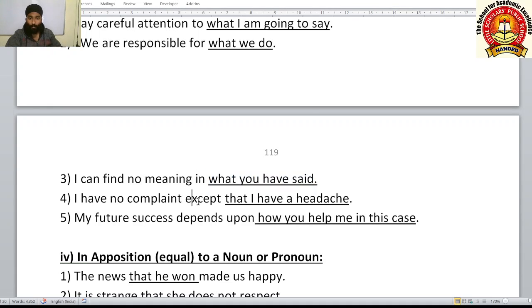Now, I have no complaint except that I have a headache. That I have a headache is a noun clause. This is the object of the preposition except. Except is a preposition.